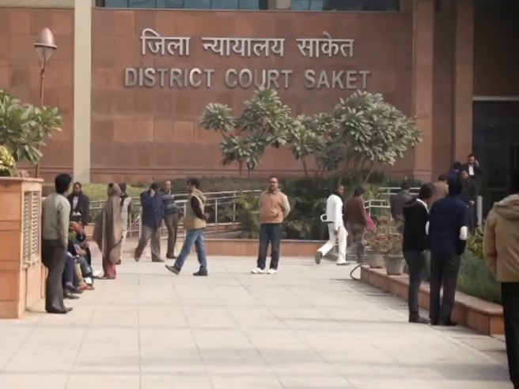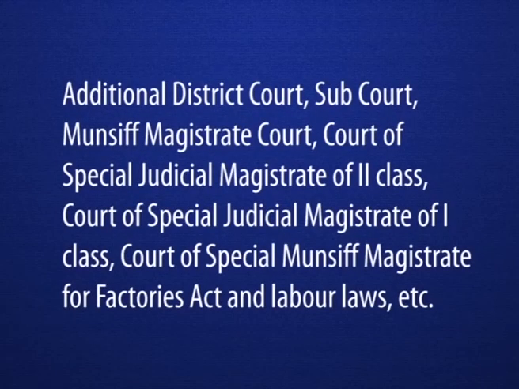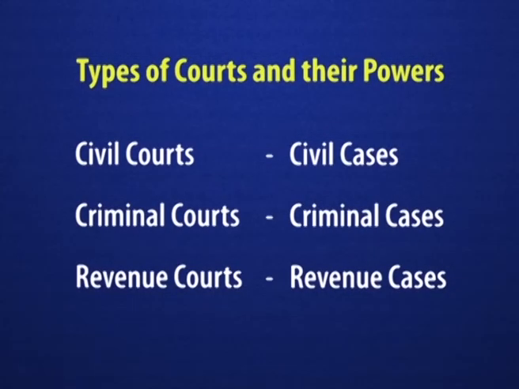Below the high courts, there are district courts for each district, and they have appellate jurisdiction in the district. Under the district courts, there are lower courts such as the additional district court, sub-court, municipal magistrate court, court of special judicial magistrate of second class, court of special judicial magistrate of first class, court of special municipal magistrate for Factories Act and Labour laws, etc. Below the subordinate courts at the grassroots level are the panchayat courts, which are Nyay panchayats, gram panchayats, panchayat adalats, etc.